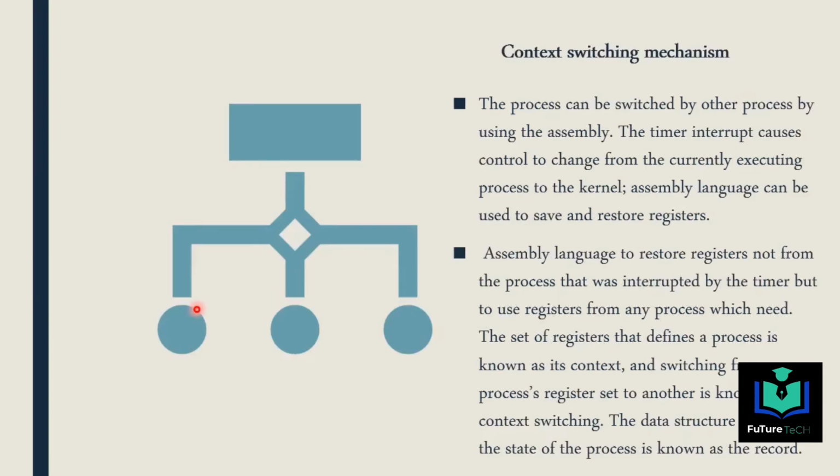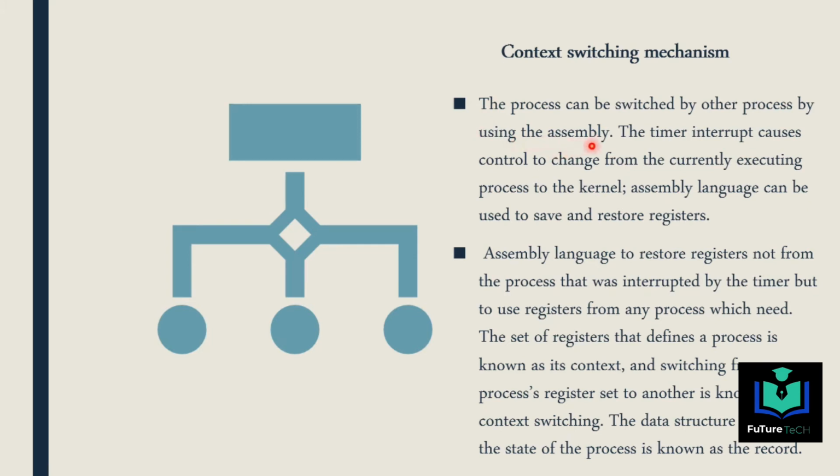So now, under the preemptive scheduling algorithm, we have the next topic as the context switching mechanism. The context switching mechanism is a process that can be switched by another process by using assembly language. The timer interrupt causes control to change from the currently executing process to the kernel. Assembly language can be used to save and restore registers. So this context switching mechanism uses the language called assembly language.